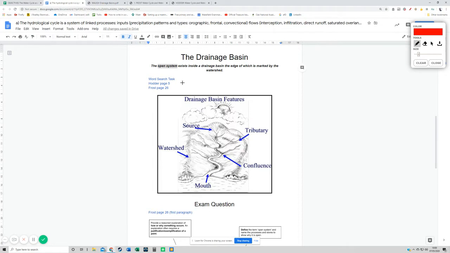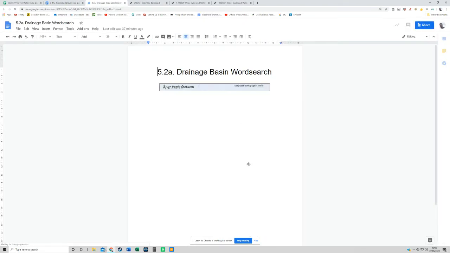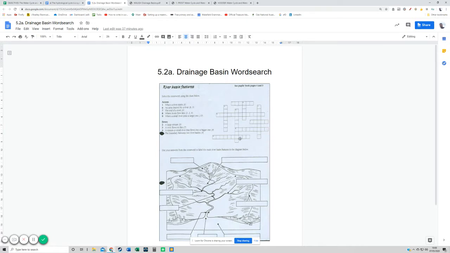So, to make sure you've understood the drainage basin and the different parts of it, there's a little word search here, which goes through the different bits. You just need to know the different words. So feel free to have a go at that.